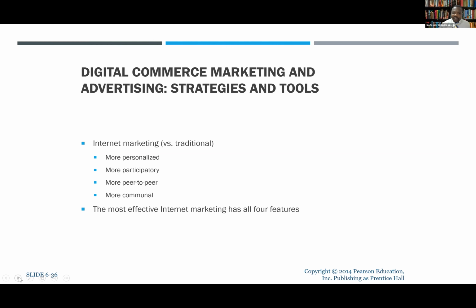Digital commerce, marketing, and advertising strategies and tools. So in digital commerce marketing, what are some of the tools? Remember, we were always trying to separate the traditional versus the internet or the digital piece. Internet marketing really has to be more personalized, more participatory, so people have to find ways to engage them, more peer-to-peer, and more community. The most effective internet marketing has all of these four features that get people to trust a particular brand on your website.